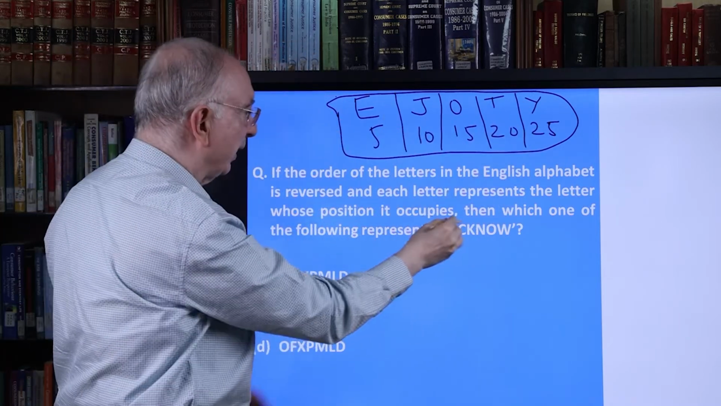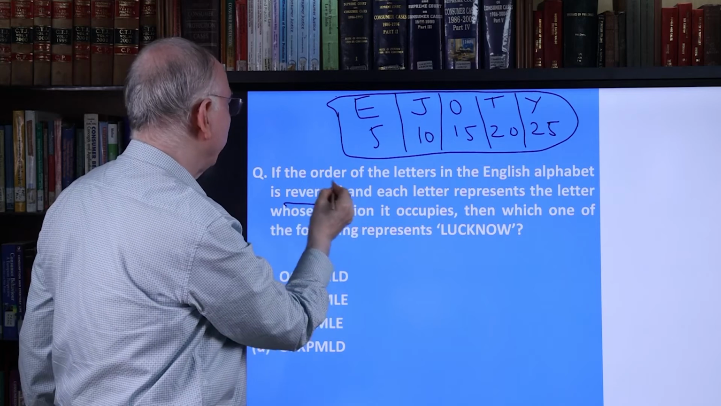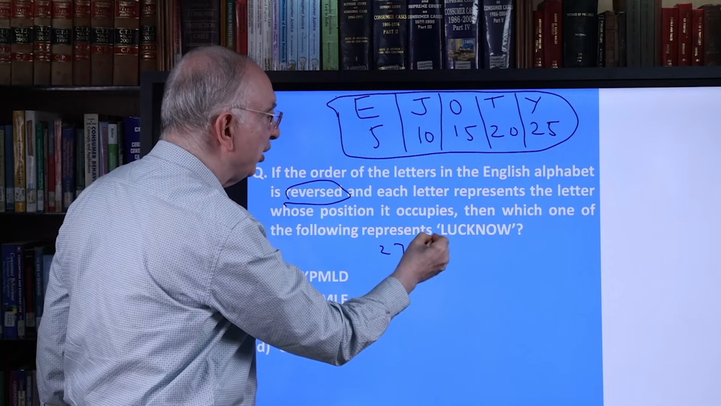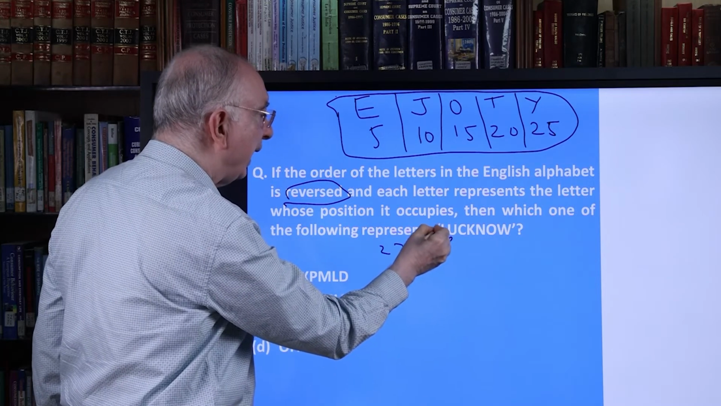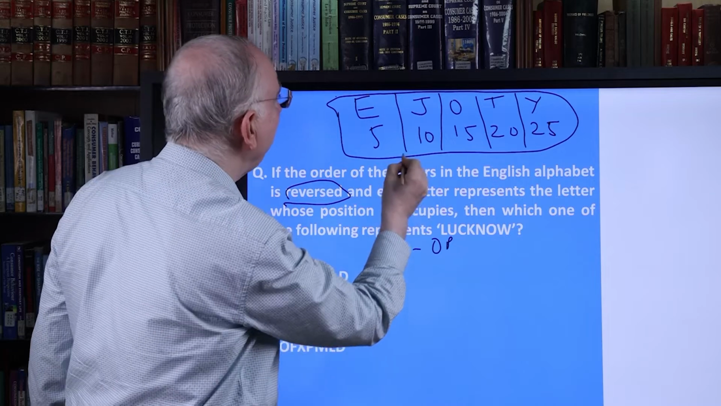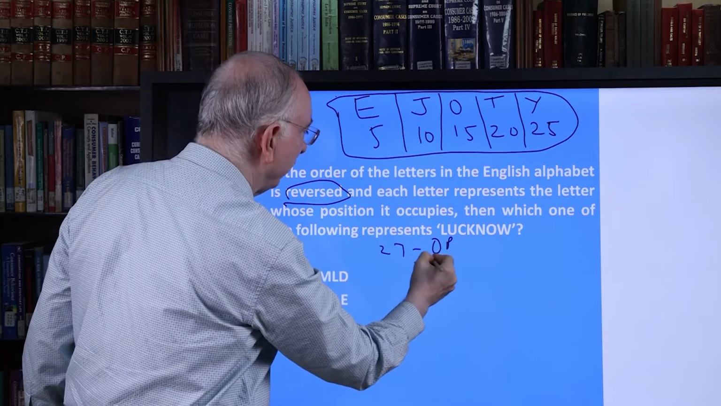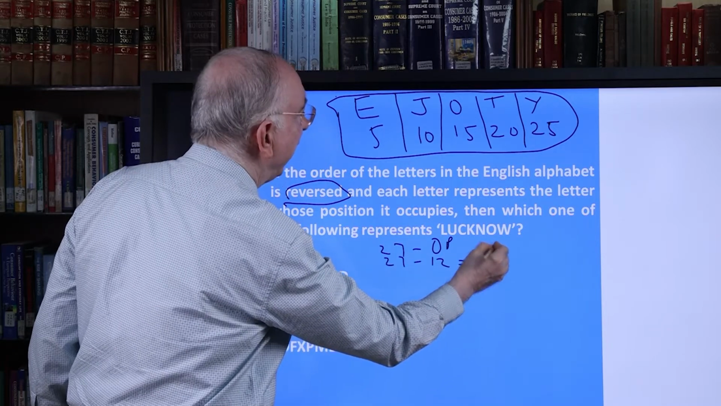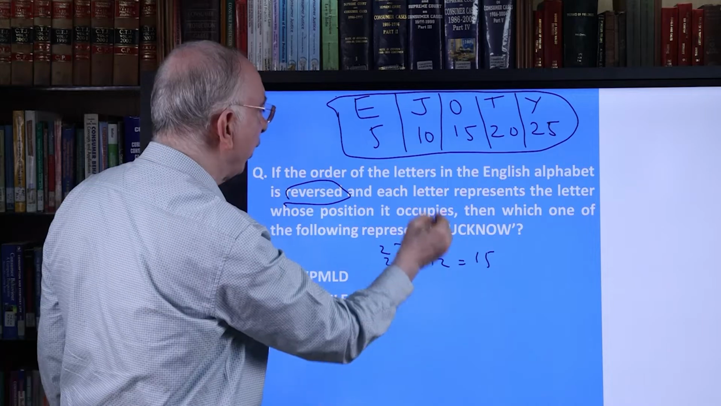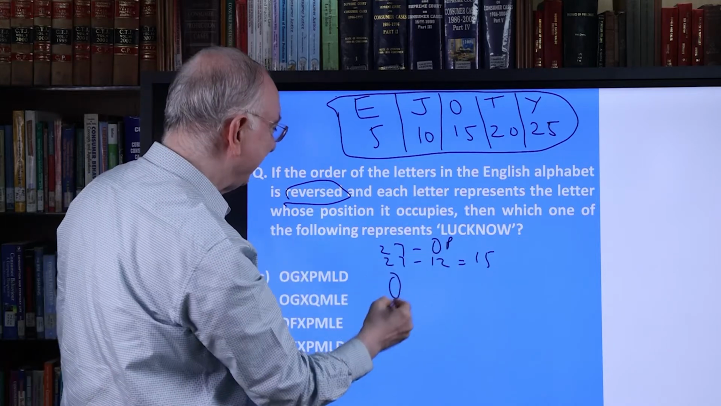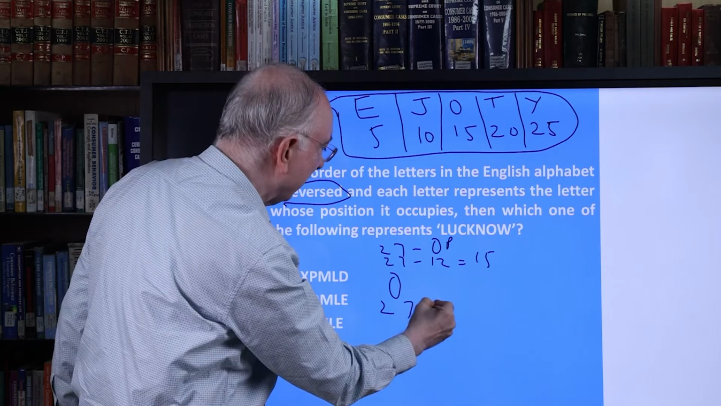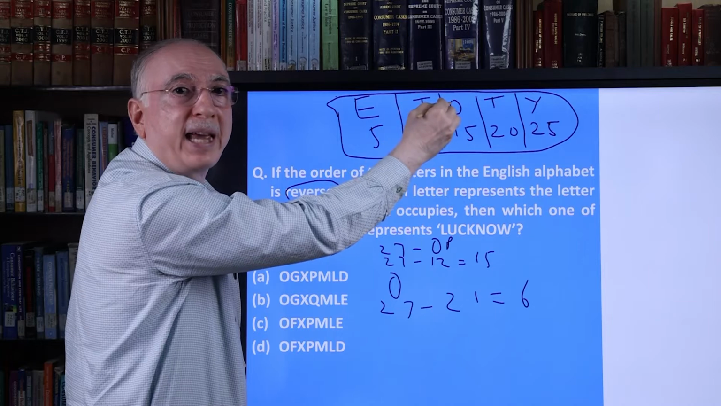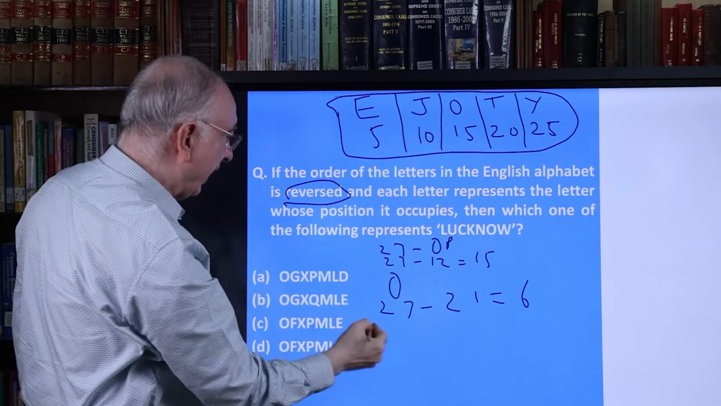Now let us start with Lucknow. It's a reverse position, so we have to subtract from 27 the original position of the alphabet. Now L, this is Lucknow, L will be at 12th position. So we subtract from 27, that means 15th position, and 15th position will be O. Now let us look at U. U position is 27 minus 21, that means 6th position. Now E is 5, so F is 6.